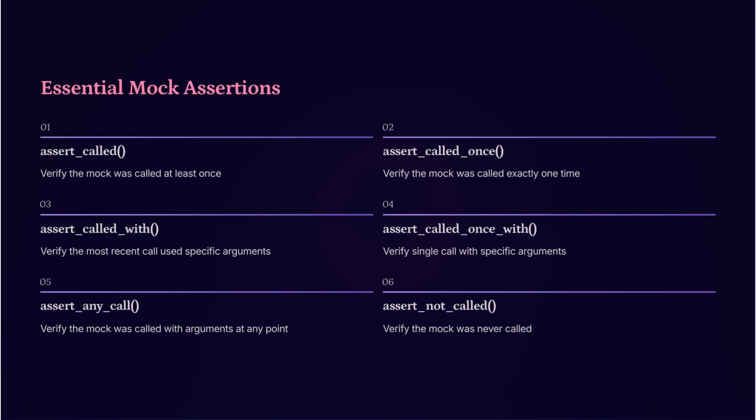Essential mock assertions include assert_called to confirm a mock was called at least once, and assert_called_once to ensure it was called exactly once. Use assert_called_with to verify specific arguments in the most recent call, and assert_any_call to check if a call with certain arguments occurred at any point. assert_not_called ensures the mock was never called.